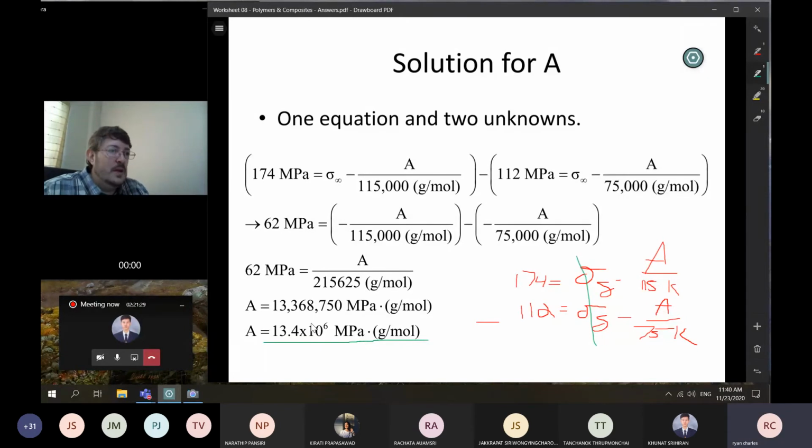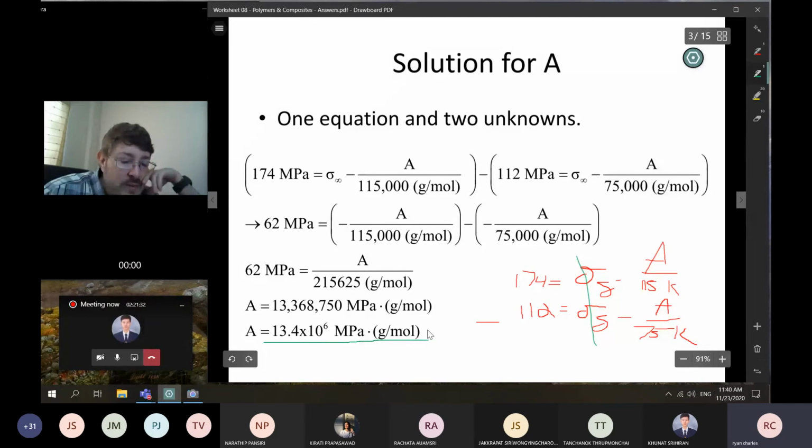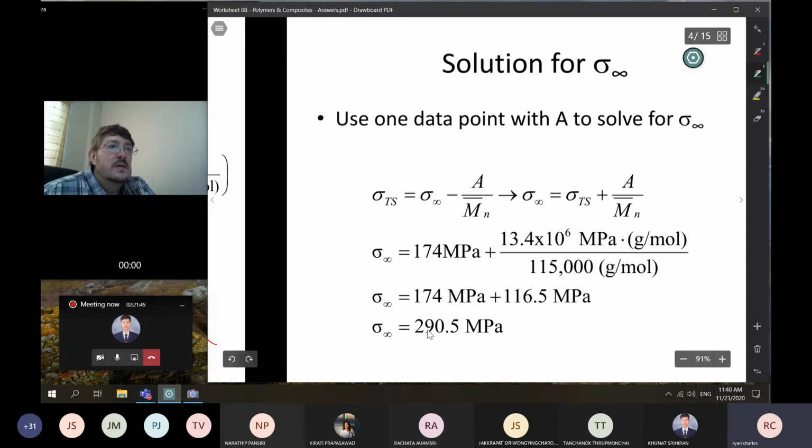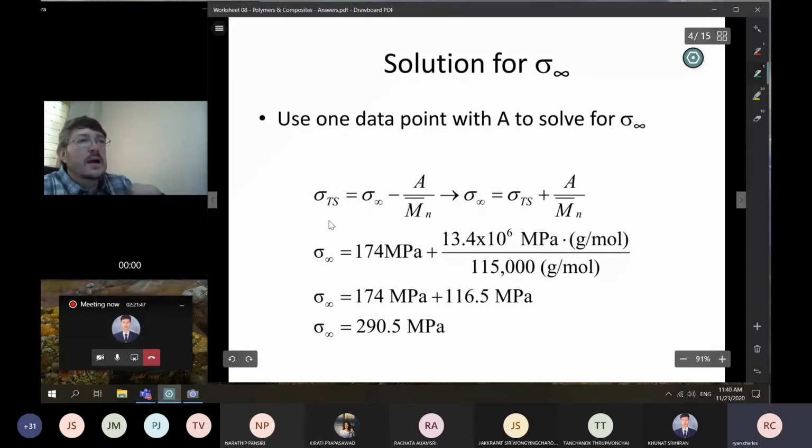All right. So when things are presented this way, it's often for a reason. Right? It's often for a reason. I mean, yeah, it might be able to be simplified somehow, but that might break something. Right? If you don't understand it, you don't recognize that right away. Now, we solve for A, use one data point with A to solve for sigma infinity.